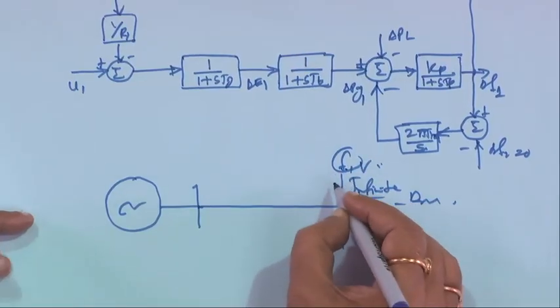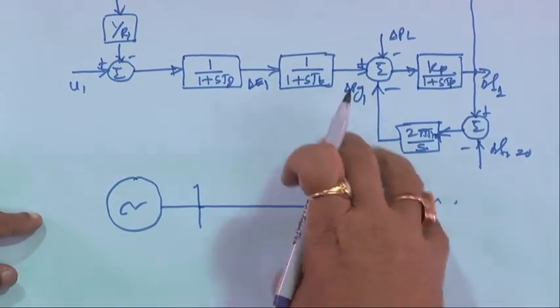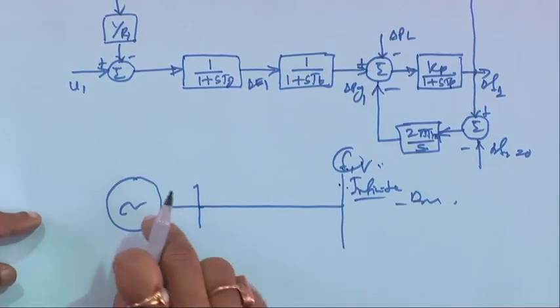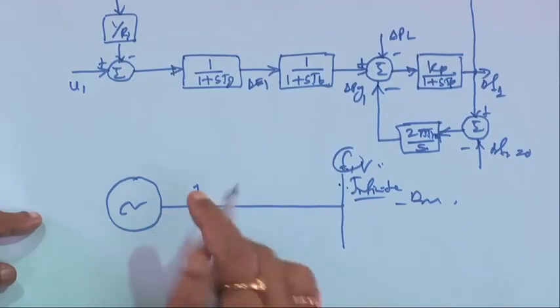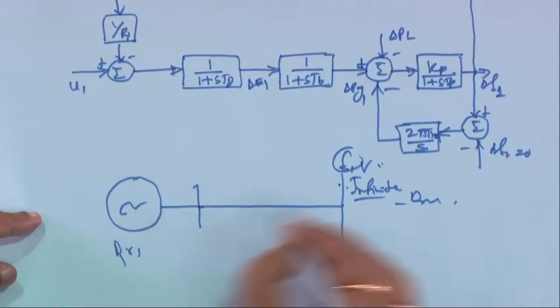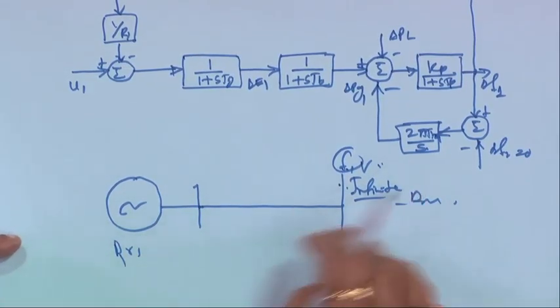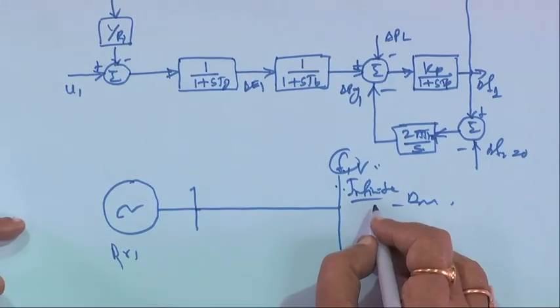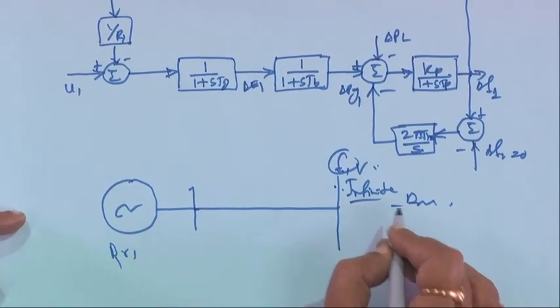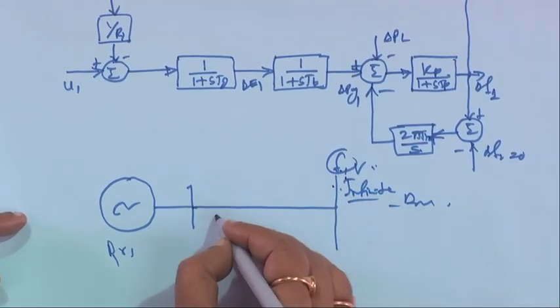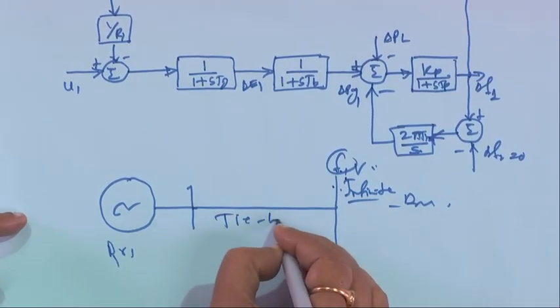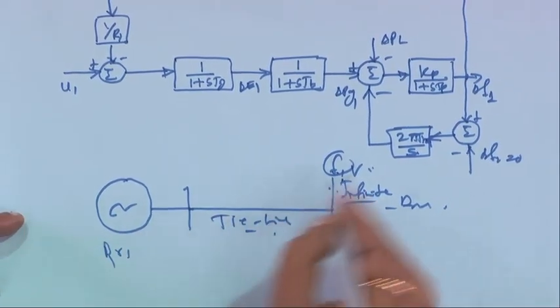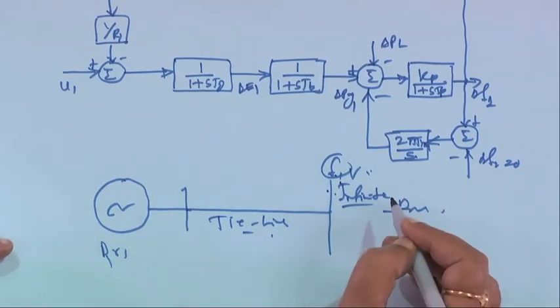So frequency is constant means delta F equal to 0, because this capacity is much higher than this one, at least 7.5 or more. This side if it is PR1, then this side will be 7.5 times PR1 or more. Then it can act like an infinite bus, single machine infinite bus. So the frequency is constant, but this is tie line. That's why this tie line modeling will be coming here, right?